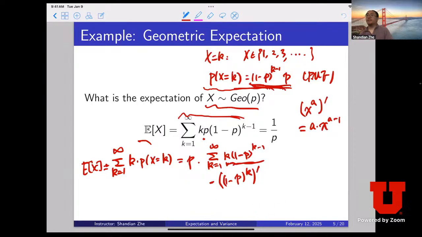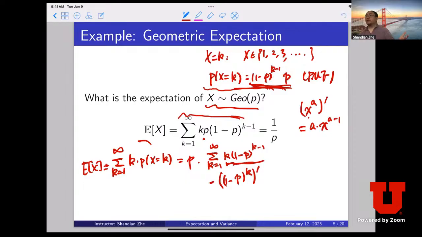Does it make sense? So basically, we now observe that each summand is to take minus of (1 minus P) to the power of K, and take the derivative with respect to P. Again, if you feel uncomfortable, you just need to verify by yourself. It's just our chain rule with the rule of the derivative over a power function, right?